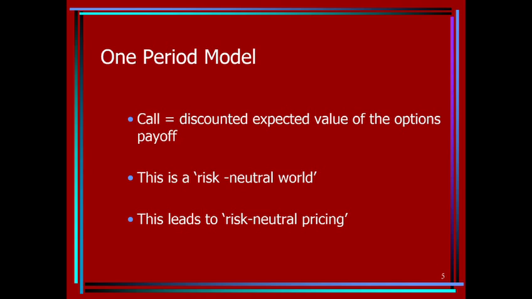Now with options, we said last week that we like volatility, right? In other words, we like risk with options, but we don't like risk as much when we look at another asset such as a stock. So in options, we have what is called risk neutral pricing. So what exactly is risk neutral pricing?